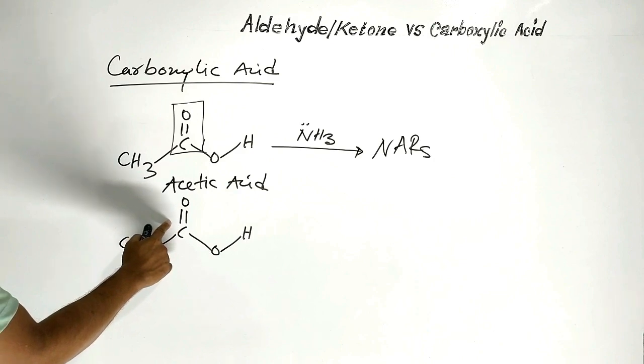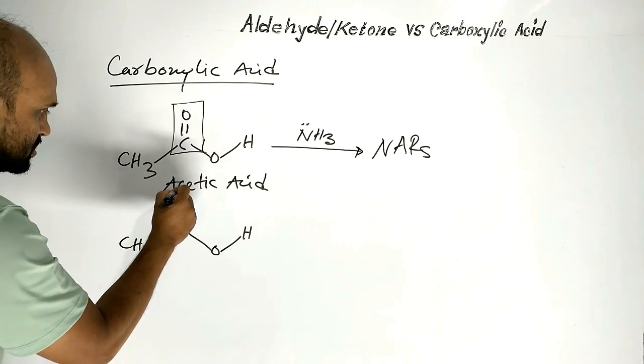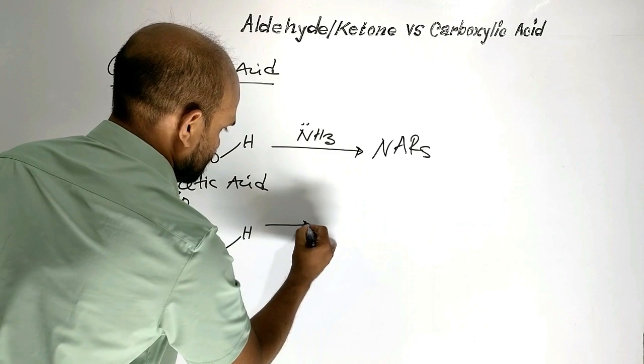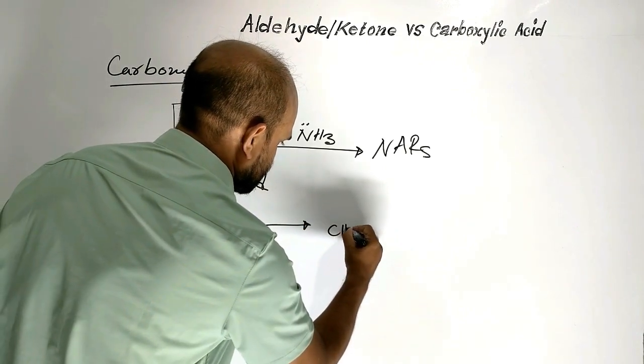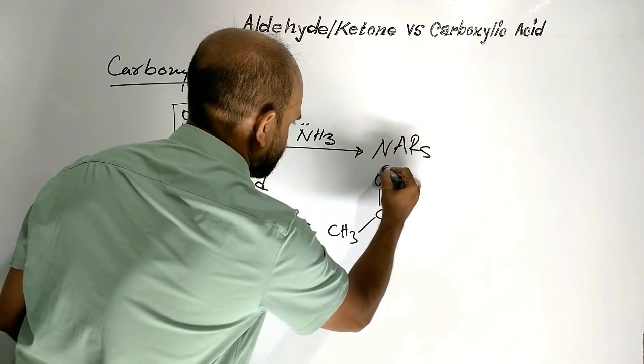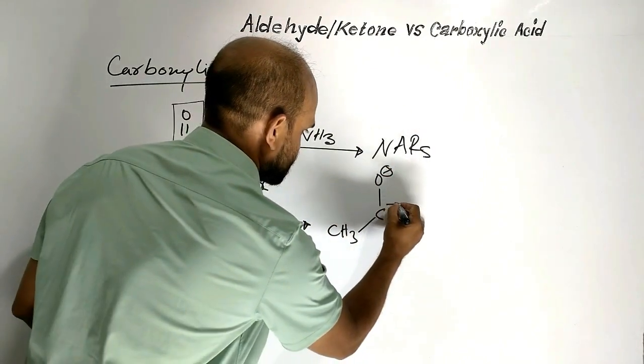Here, like aldehyde and ketone, the carbonyl group of carboxylic acid gets polarized. As a result, this is formed. Oxygen becomes negative in charge, carbon becomes positive in charge.